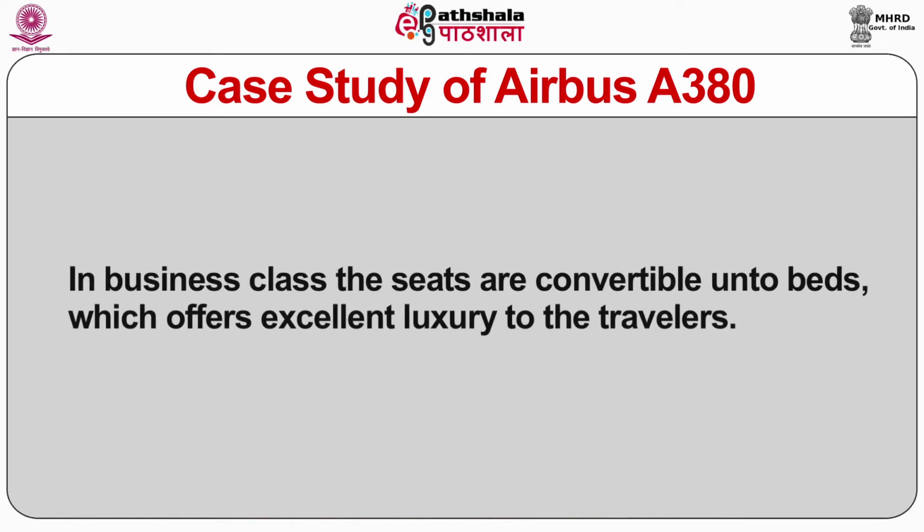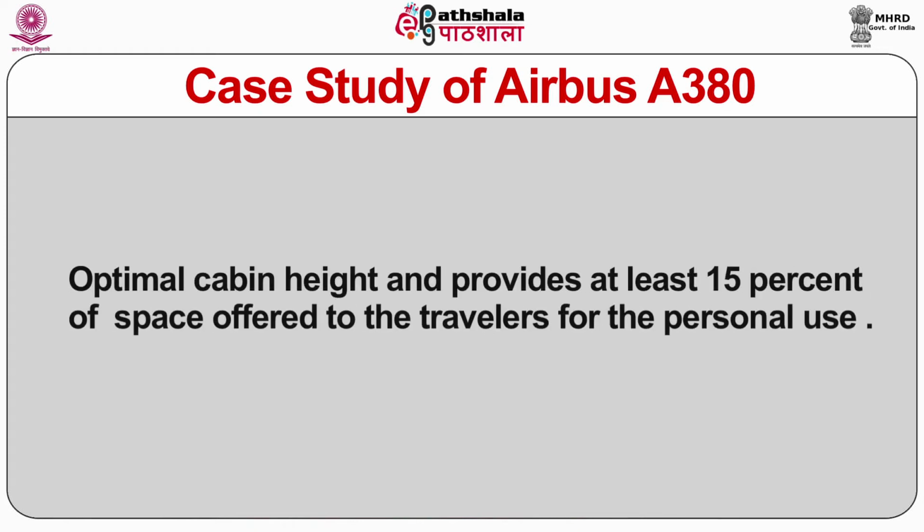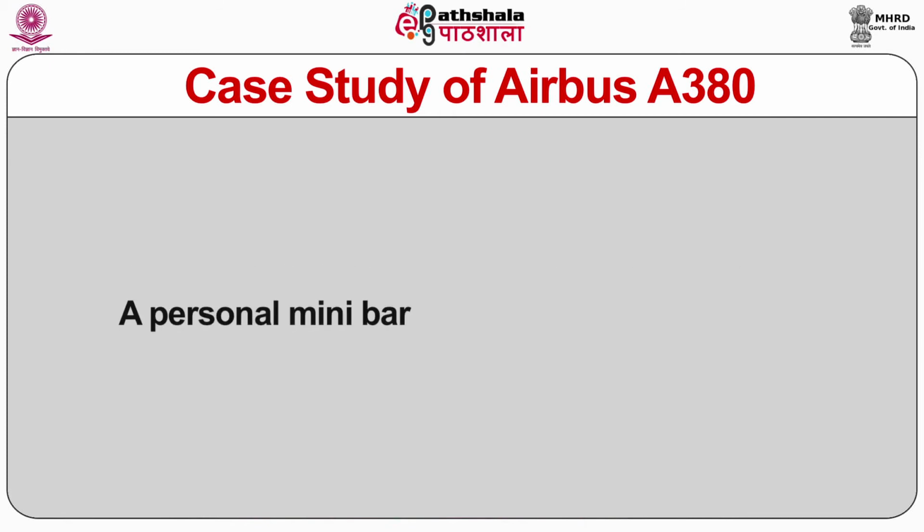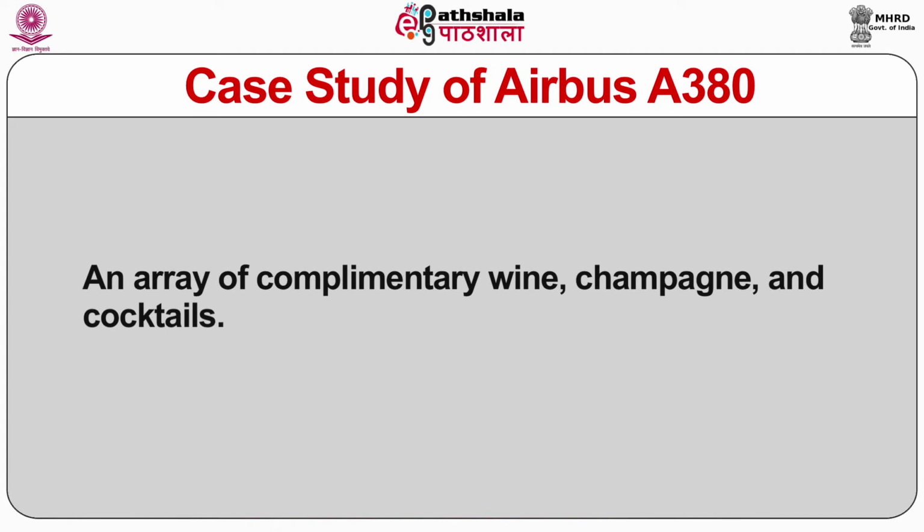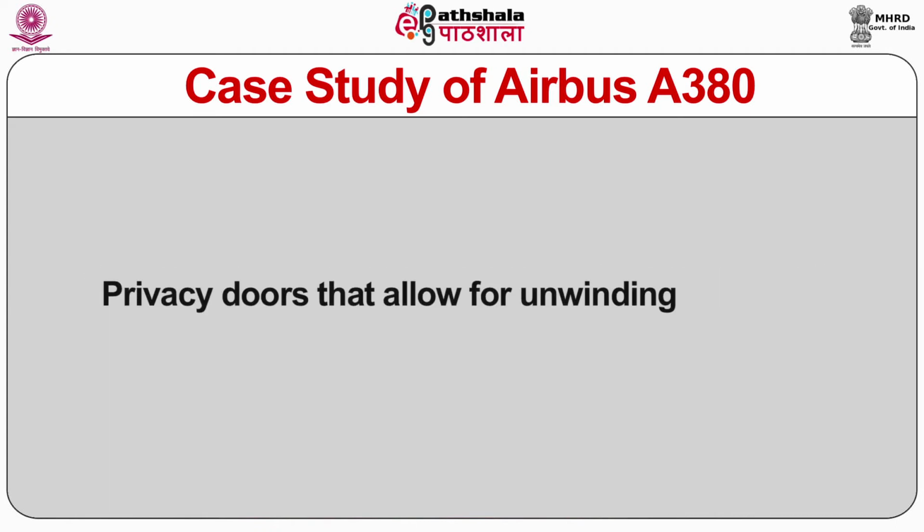In business class, the seats are convertible into beds, which offers excellent luxury to the travelers. Optimal cabin length provides at least 15% of space to the travelers for personal use. It also offers a personal mini bar, an array of complimentary wine, champagne and cocktails, and it also has privacy doors that allow for unwinding.